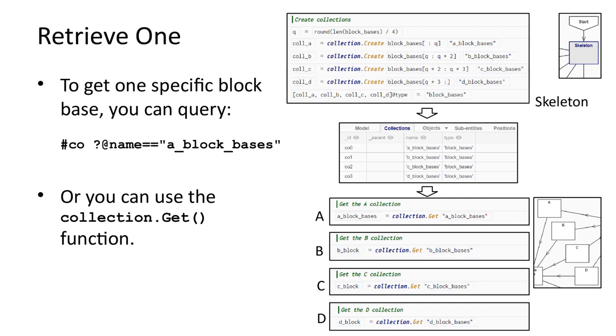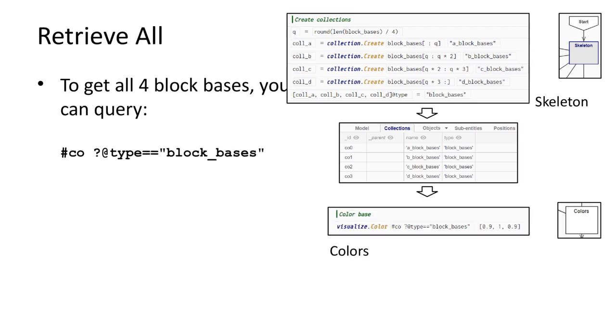If a specific collection needs to be retrieved, then the name attribute can be used. This can be done in 2 ways. Either a query expression can be used, or the collection.get function can be used. The example uses the latter. If multiple collections of the same type need to be retrieved, then the type attribute can be used. In this case, the collection.get function cannot be used since that only works with name. So a query expression can be used.